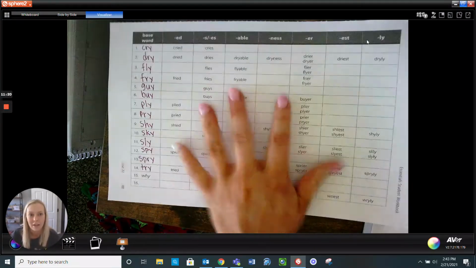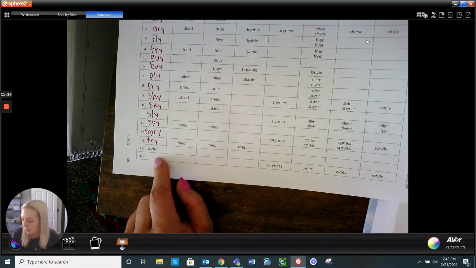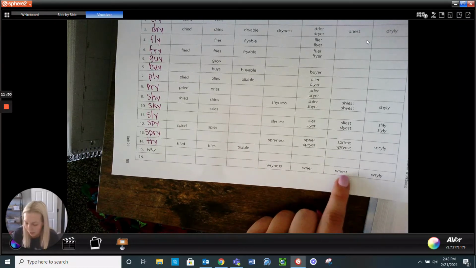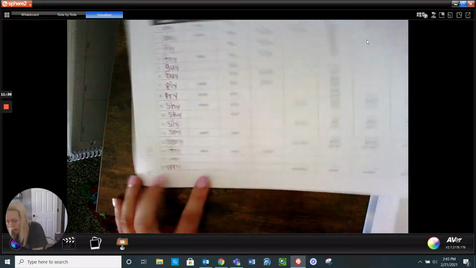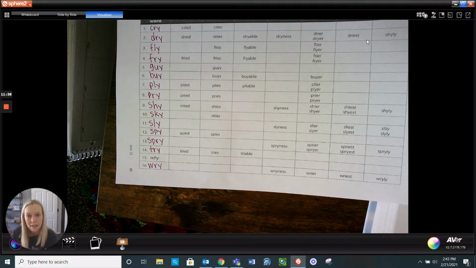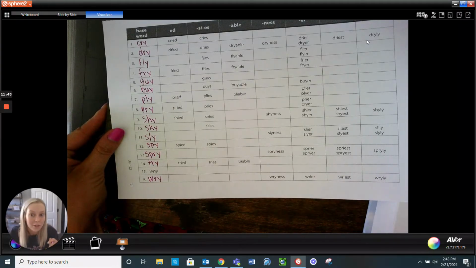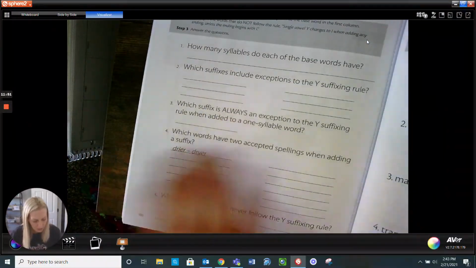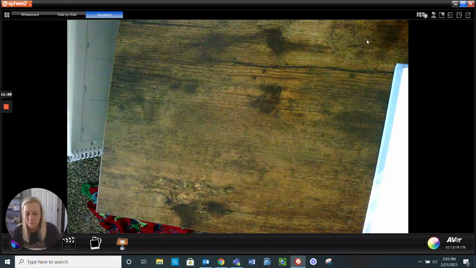Why does not have any suffixes that can be added to that word. And number 16, we have wryness, wryer, wryest, and wryly. And the word is wry. Just like that. All right. Remember, pause the video if you need more time. I'm going to keep going. Back into our book.